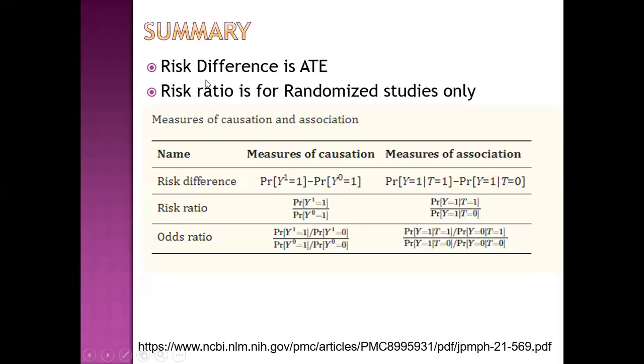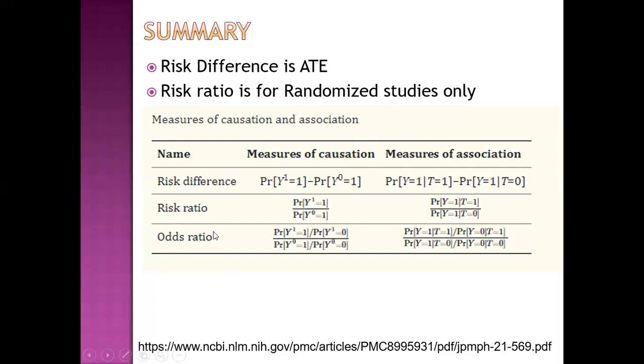This is the summary. This I have taken from an article from the internet. So risk difference, the first one, is the average treatment effect. So this is the measure of causation and this is the measure of association. And risk ratio is for randomized studies only. So the second entity, risk ratio, is for randomized studies only.